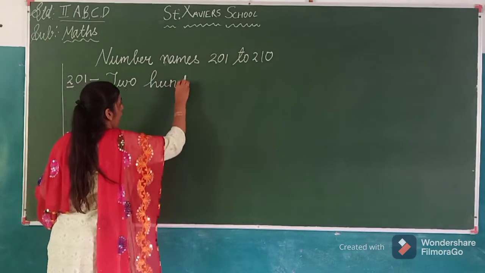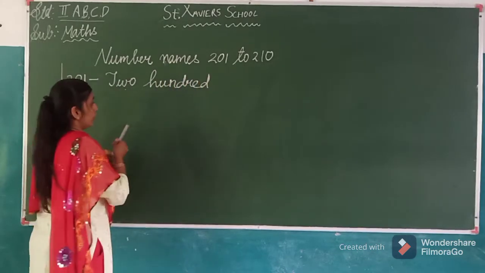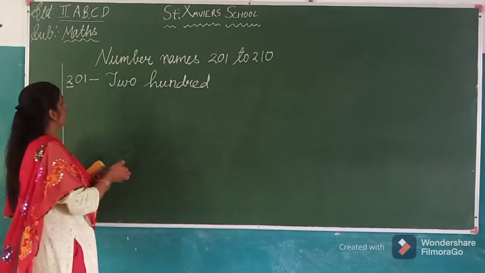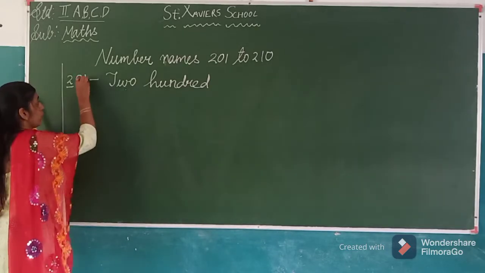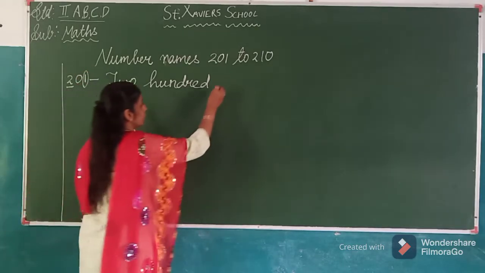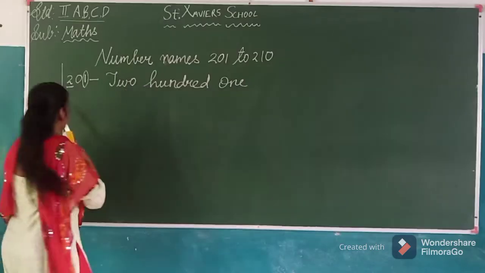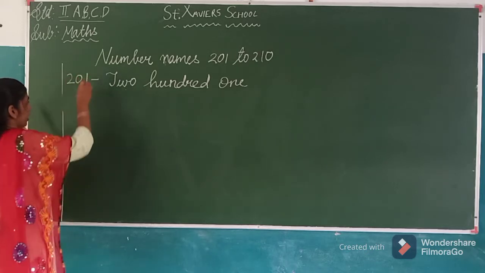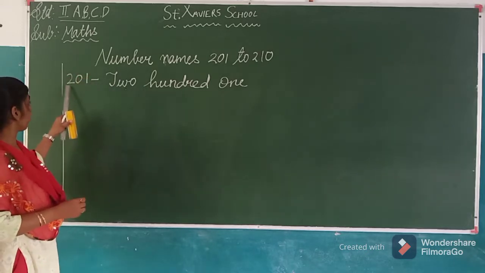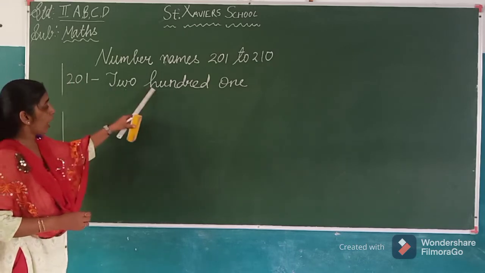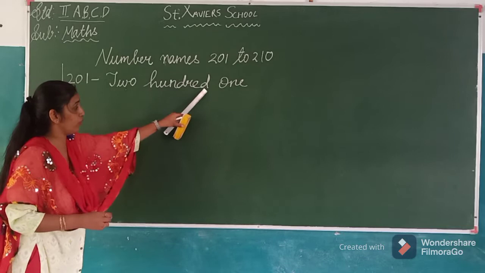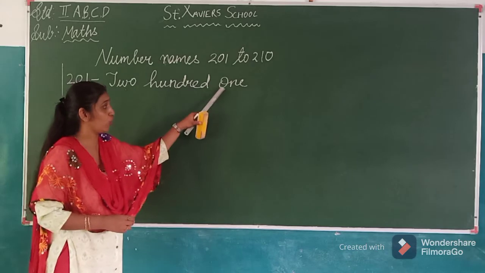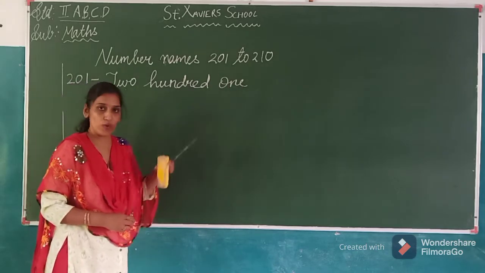200. H-U-N-D-R-E-D, 100. Then 200. What is written over here? 1. No need to put a circle, I'm just explaining. Okay? I am explaining, that's why I put a circle here. 2 के place पे 200. H-U-N-D-R-E-D, 100. 1. So what is the spelling of 1? You all might be knowing. Yes, very good. O-N-E, 1.